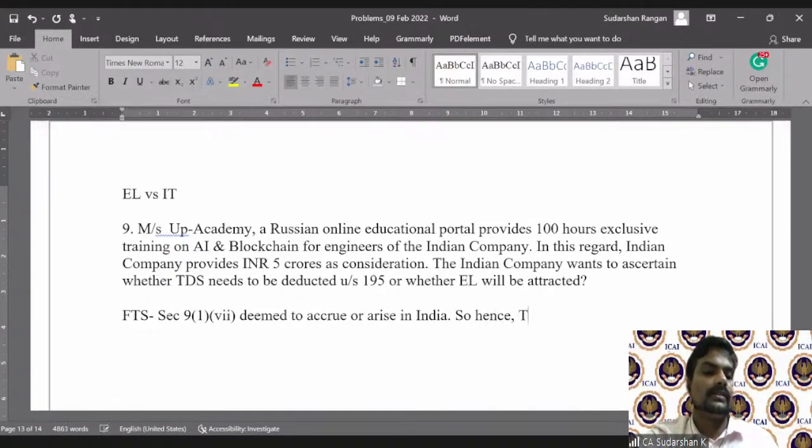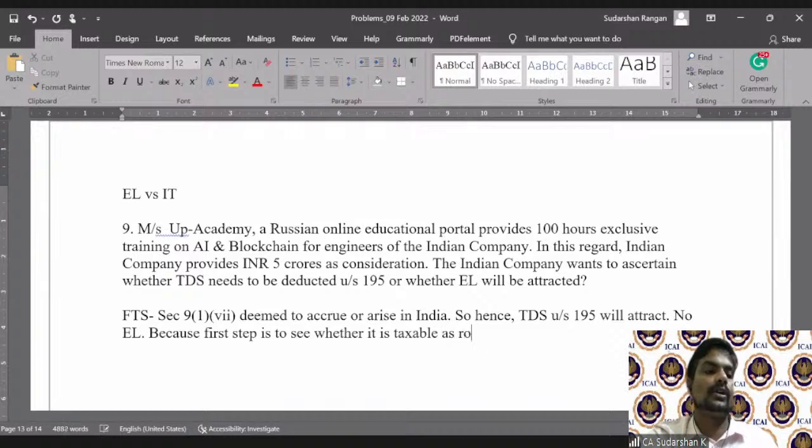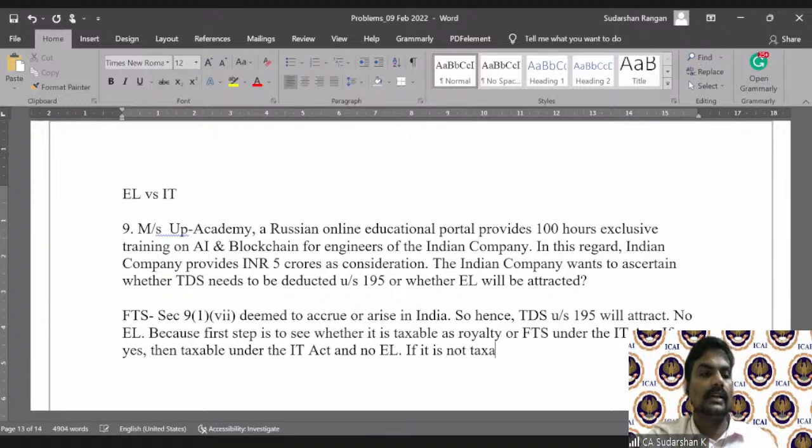So hence TDS under section 195 will attract. No equalization levy, because the first step is to see whether it is taxable as royalty or FTS under the Income Tax Act. If yes, then taxable under the IT Act and no EL. If it is not taxable as royalty or FTS, then you have to go to equalization levy.